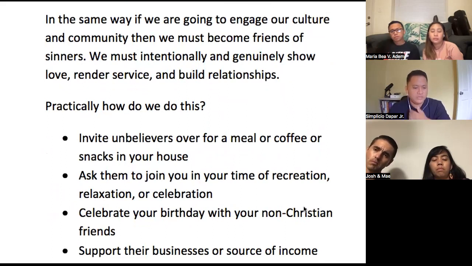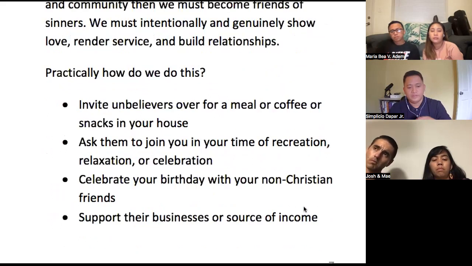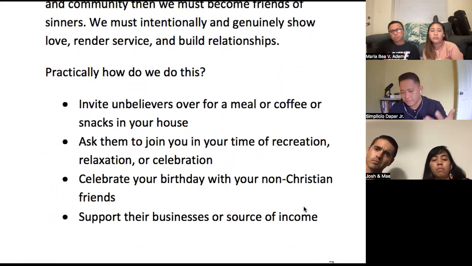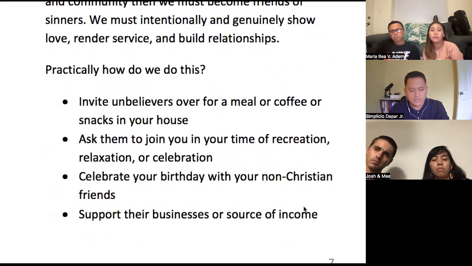So practically speaking, how do we do this? Number one, maybe some suggestions. You can adjust the application, of course, in your life and your culture. I know it's very different. This material is based on a Filipino setting. Everyone's relaxed. Only a few people have three jobs. Unlike there, where it's quite common. So just adjust the application to your culture.